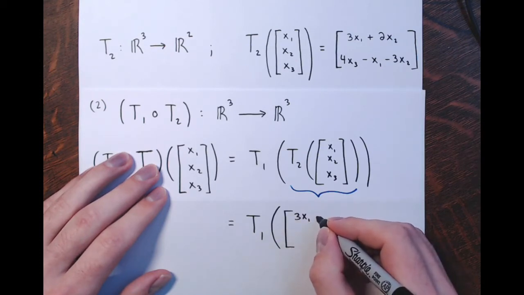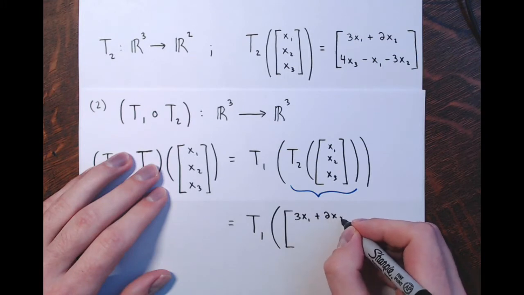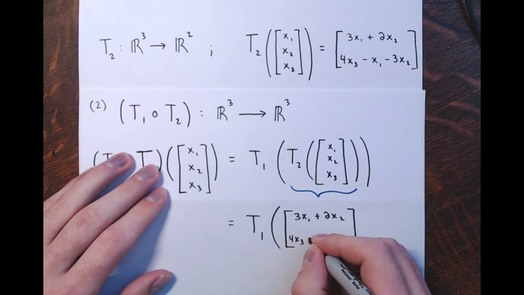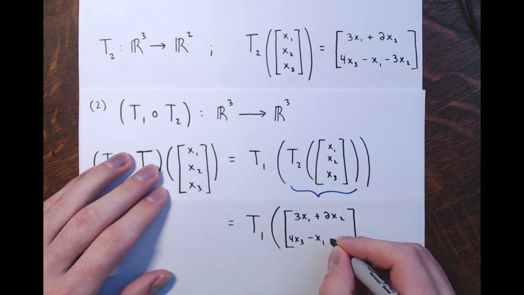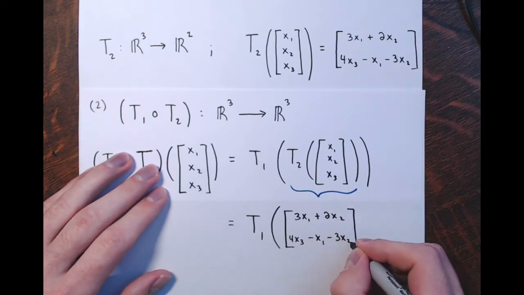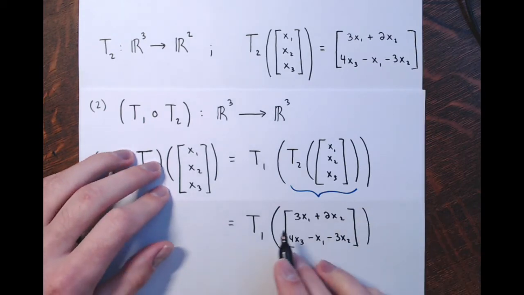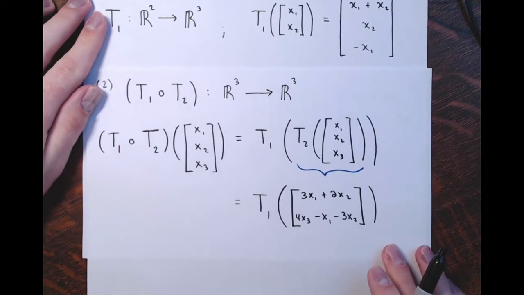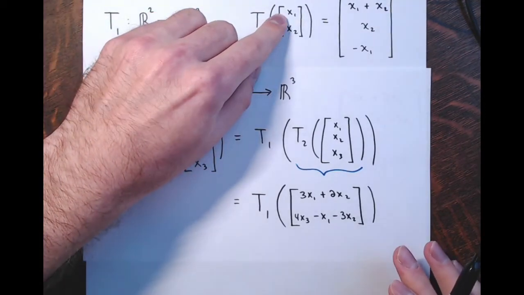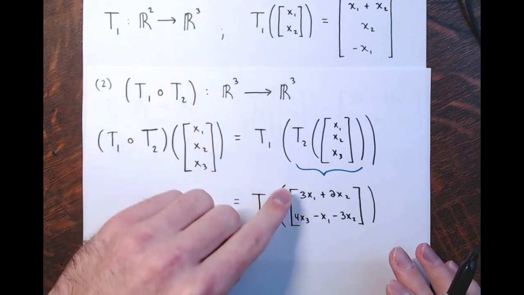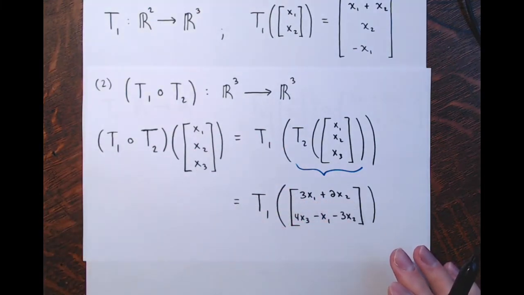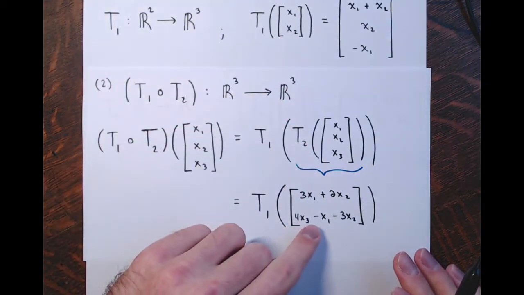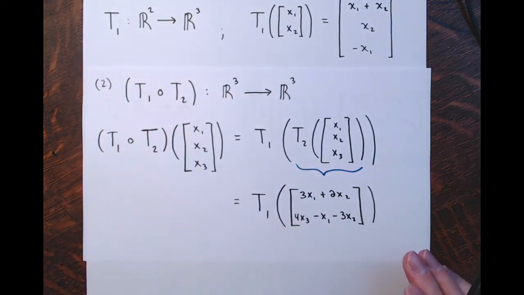3x1 plus 2x2, and then 4x3 minus x1 minus 3x2. And now I'm applying T1. T1 looked like this, where everywhere there's an x1, I'm going to replace it with 3x1 plus 2x2. And everywhere there's an x2, I'm going to replace it with 4x3 minus x1 minus 3x2, that whole second component.